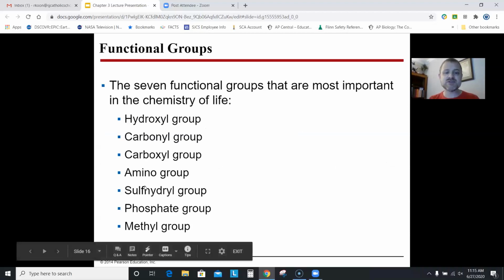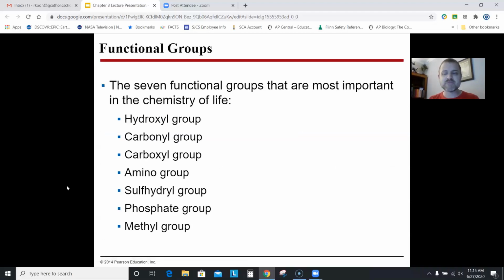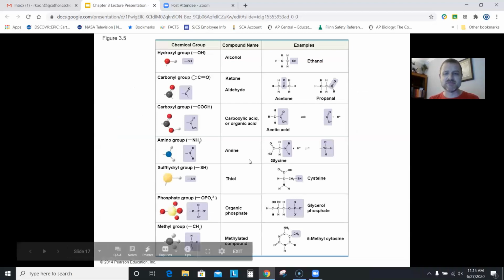So we're going to go through 7 of these. This seems like a lot, and it is, but the nice thing is once you know what the functional groups do, you know what the molecule does, and the themes just kind of repeat. So this is from the book. This just reviews them all. So let's go through these one at a time.